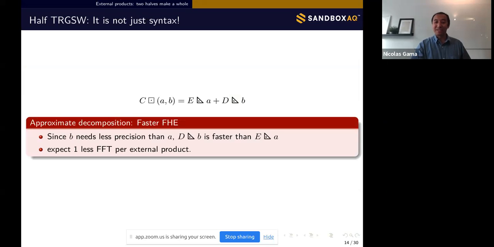Actually, it's more than syntactic. If we combine that with the approximate decomposition notion that we use in TFHE, and we remember that in ciphertext AB, B needs less precision than A, now we have something interesting, because it means that we can parameterize the two halves differently, and because we have less precision on the second one, we can gain one FFT. So the second term will have one less FFT product than the left term, and that can represent a real gain.